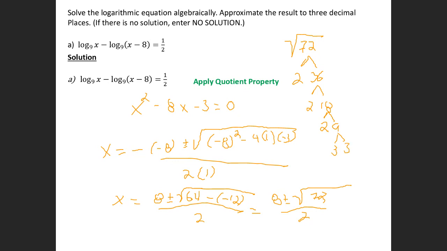So if I have all my building blocks of 72, okay, if I write them down, I have 2 times 2 times 2 times 3 times 3. Okay, so you see it's all about making pairs of numbers. So I have a pair of 2's that can come out of the radical, and then I have a pair of 3's that can come out of the radical, leaving me with just a lonely 2 inside. So the square root of 72 can be simplified to 6 square roots of 2.